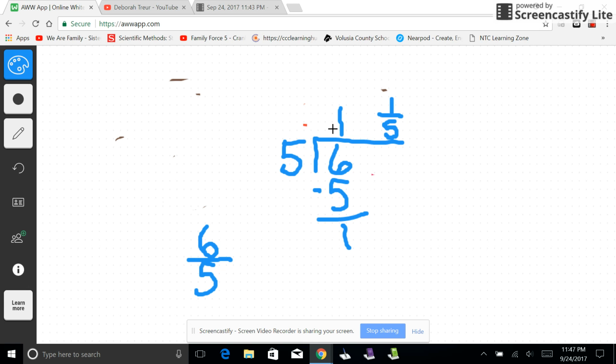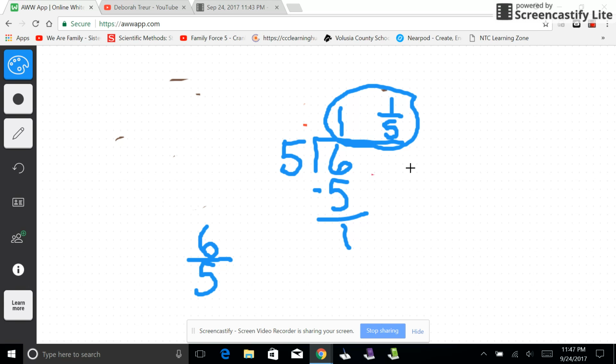So just remember that this is the way that you create what is called a mixed number. Why is it called mixed? Because it has both a whole number and a fraction. So it's mixing two different types together, a whole number and a fraction. And this comes out to a mixed number. So our answer would be 1 1/5.